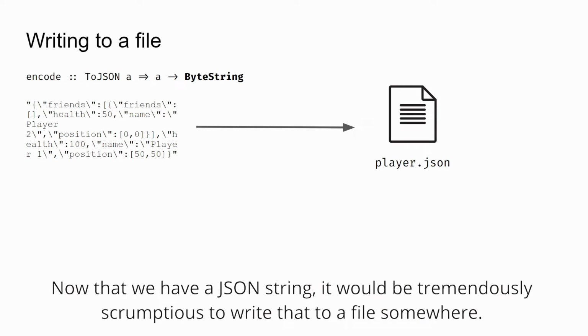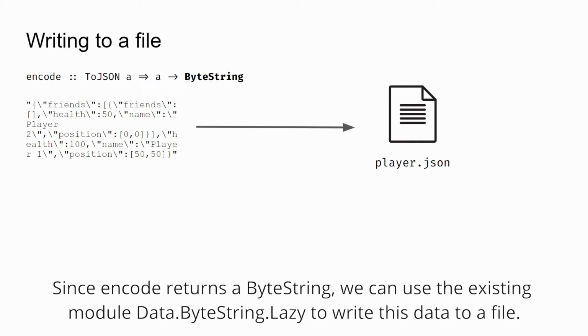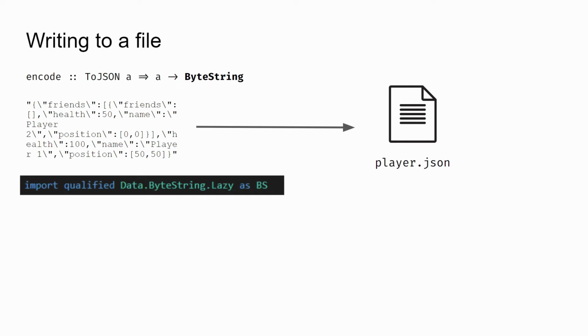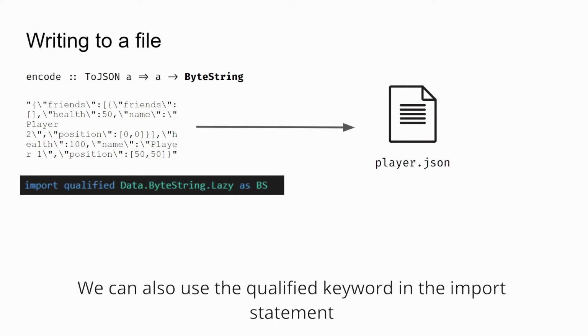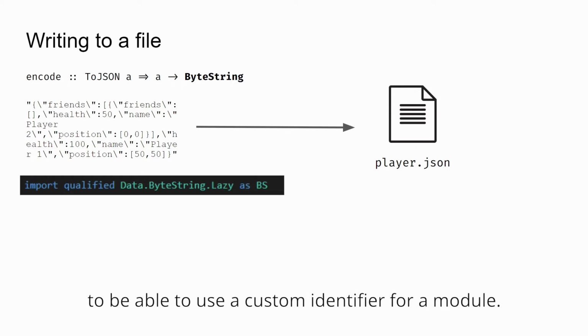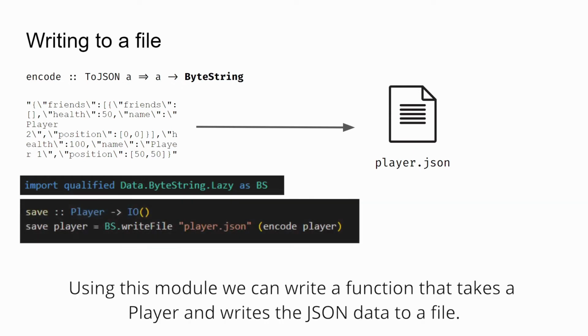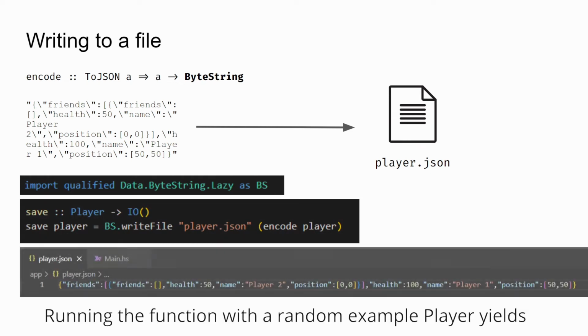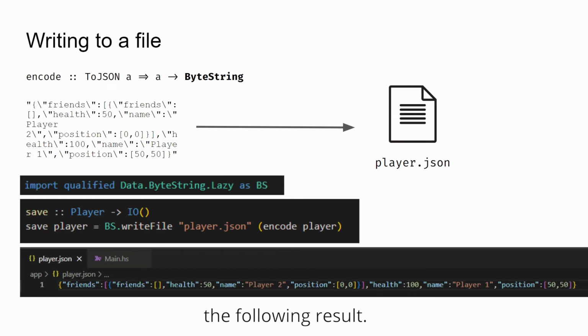Now that we have a JSON string, it would be nice to write that to a file somewhere. Since encode returns a byte string, we can use the existing module Data.ByteString.Lazy to write this data to a file. We can also use the qualified keyword in the import statement to be able to use a custom identifier for a module. Using this module, we can write a function that takes a Player and writes the JSON data to a file. Running the function with a random example Player yields the following result.